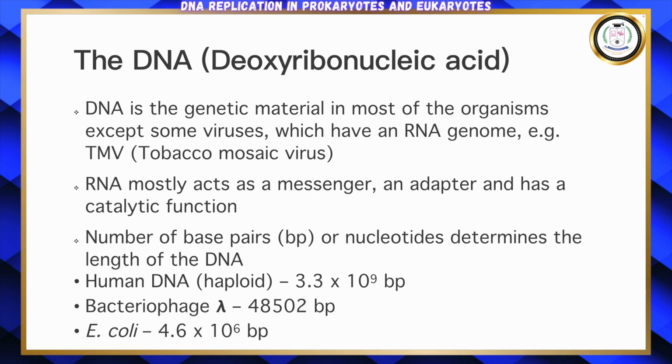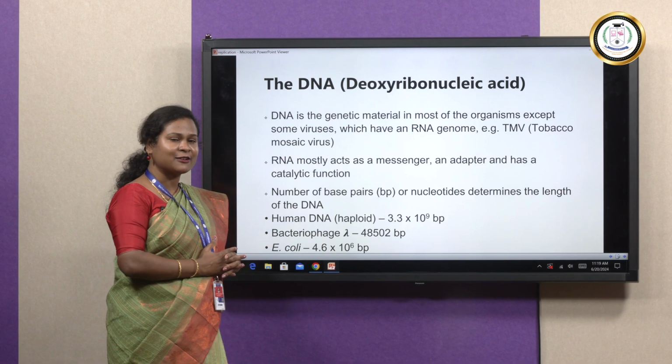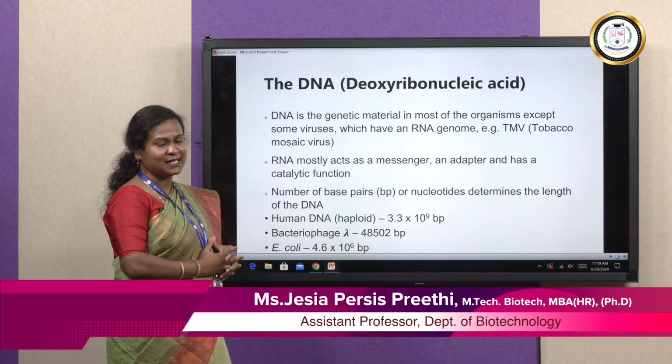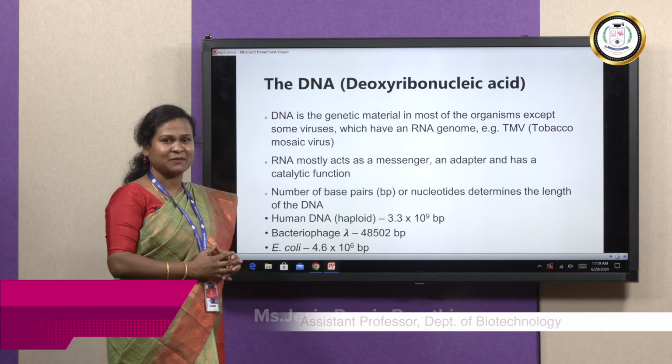DNA is abbreviated as deoxyribonucleic acid. DNA is a genetic material which is present in the majority of organisms. A few viruses, for instance the TMV virus, have RNA as a genetic material. Apart from it, the majority of organisms have DNA as the genetic material.